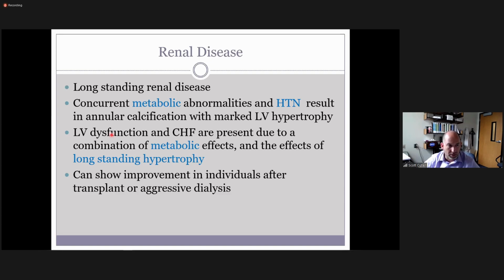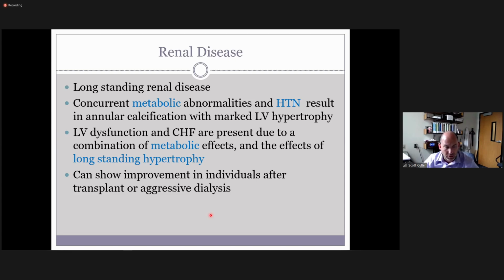And so we talked about having annular calcifications because of longstanding chronic renal disease or renal failure. And again, it's going to have a bunch of metabolic issues, blood pressure issues, and stuff like that. And it may also have the hypertrophy. LV dysfunction and CHF are present due to a combination of metabolic effects, and that affects the long-standing hypertrophy. We can show improvement in individuals after transplant or aggressive dialysis.